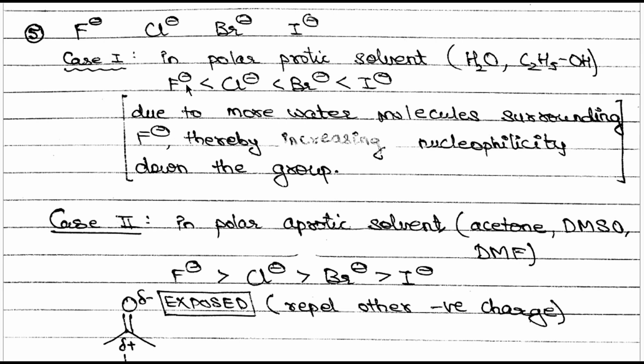So the F minus ions would be solvated more by the H plus ions. Because of more solvation, the tendency to donate lone pair would be very less. But if I talk about iodide, because of the bigger size and a lesser intensity of the negative charge, it would be less surrounded by the H plus ions. So now its tendency to donate lone pair would be very high. So iodide is a very good nucleophile in polar protic solvent.